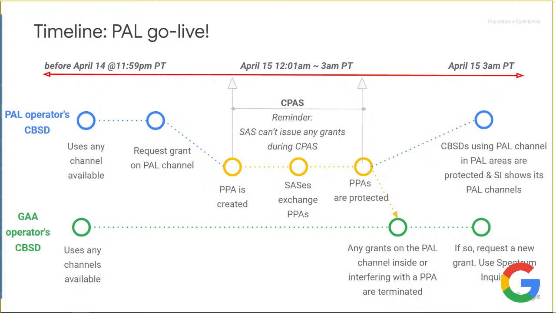The other thing that's cool is at that point, those PAL devices, if you're a PAL operator, once that first CPAS is finished, you're actually going to see your PAL channels in your spectrum inquiry. And that will continue beyond that time. So that will make it easier to determine which are your PAL channels, but that doesn't happen until after PAL Go Live. So that's the scenario for a PAL operator.